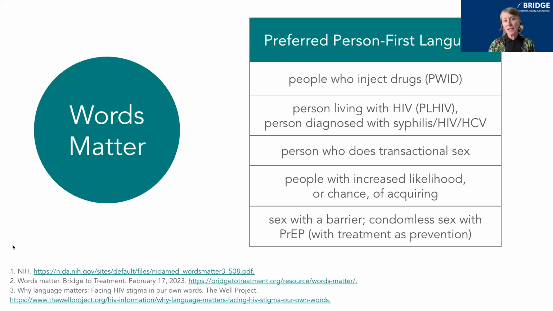We also invite you to leave the term high risk behind. People themselves are not high risk. This is a really common and pervasive term in STI and HIV prevention. And instead, we invite you to refer to people with an increased likelihood or people with an increased chance of acquiring an infection. Clinically accurate discussions can also include a person who does transactional sex or sex with a barrier or condomless sex with PrEP. All of these examples will be included in the references after the webinar. Next slide.